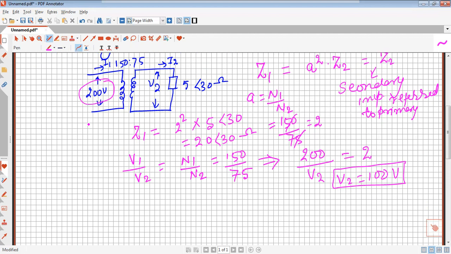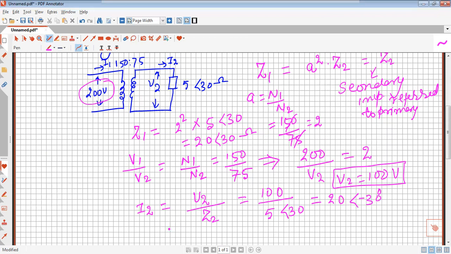Now we have to find the current. So how can we find the current? Let us see. Our secondary side voltage is 100 volt. So secondary current as per Ohm's law, I2 will be equal to V2 divided by impedance Z2. V2 is 100 volt, and the secondary impedance is given as 5 angle 30. So it will come to 20 angle minus 30 degree. So I2 has magnitude 20 and angle minus 30 degree.